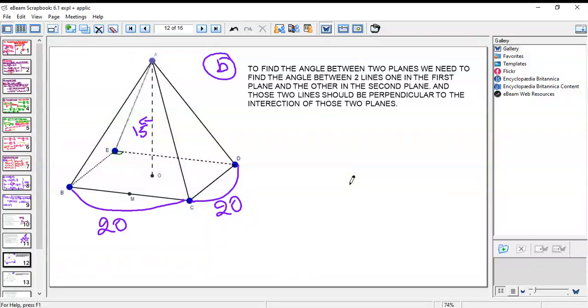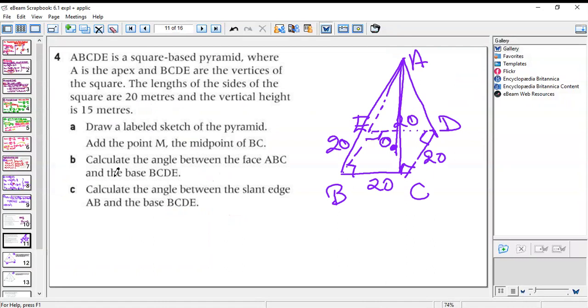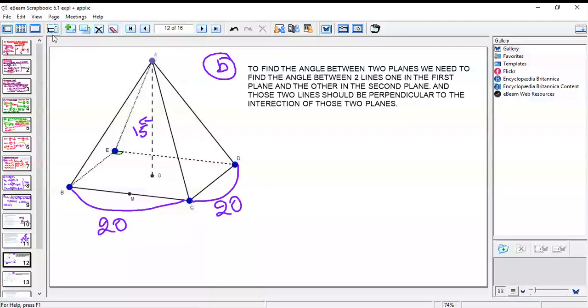So now I want to continue this exercise. I just did part A, and then I will re-explain part B. The question here is to calculate the angle between the faces. When I say face, it also means planes, the same thing, ABC and BCD. So I'll go to this figure because it's more accurate.